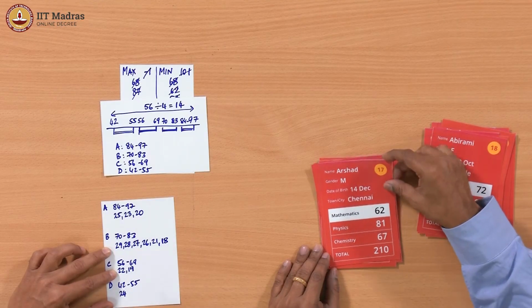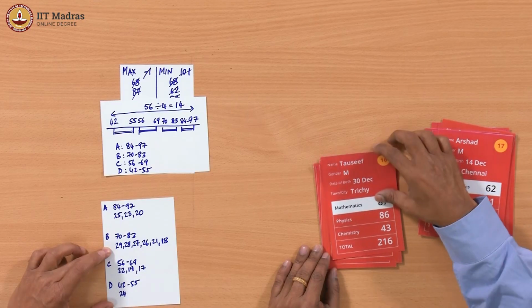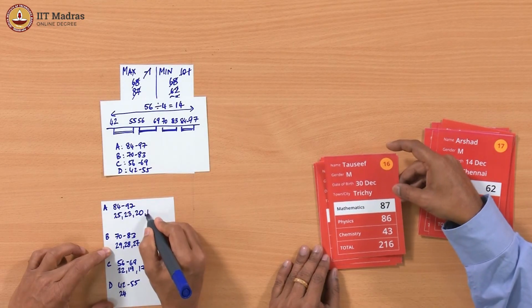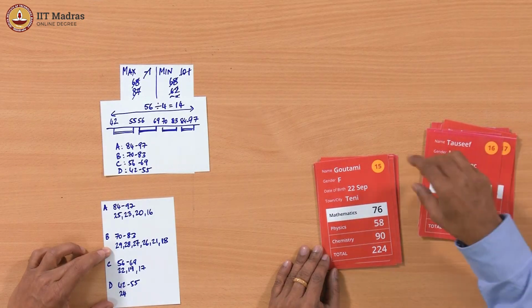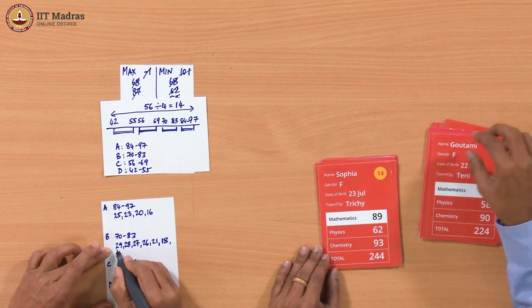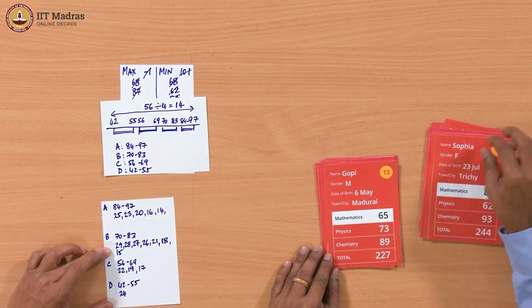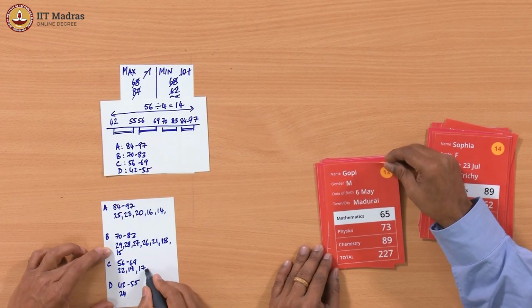62. 62 is again a C, so that's 17. 87. 87 is an A, so that's 16. Tausif is an A grade. 76. 76 is a B again, so that's card number 15. 89 is another A, I think. 89 is another A, 14. Yeah. 65 is a C, 13.